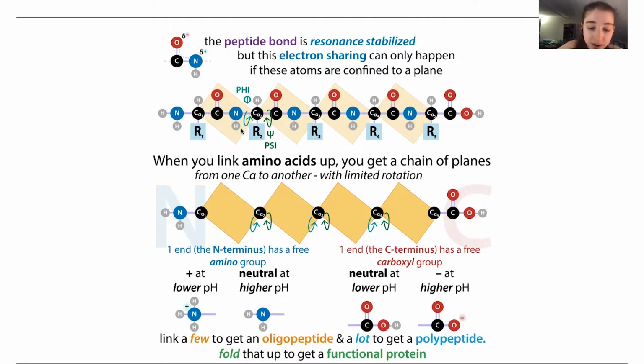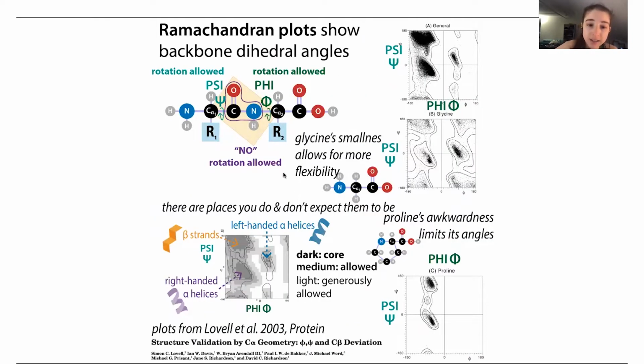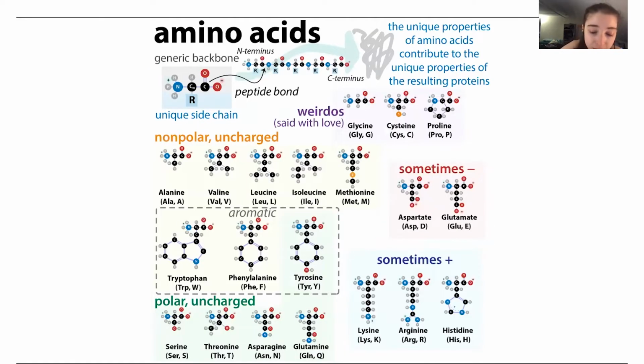And so you're not going to find it in alpha helices and that sort of thing, where you need to be able to rotate more. So isoleucine is sterically hindered. Sterics is where things basically clash. So it's big and bulky.